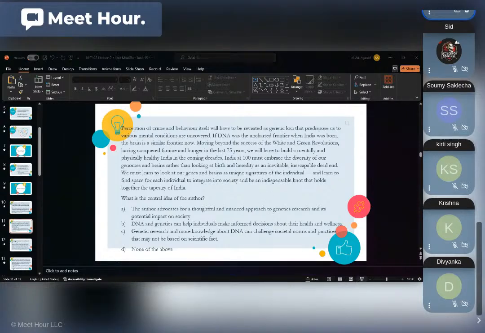Okay, yeah. So this concludes the passage. Just let me know what you think is the central idea of the author, and also tell me how you figured it out.